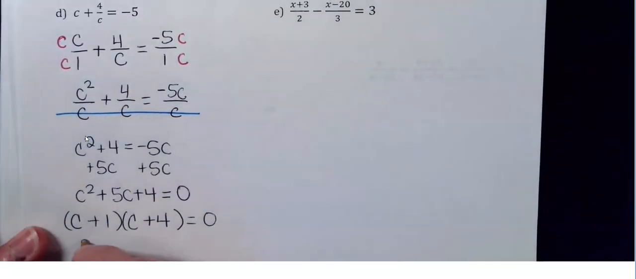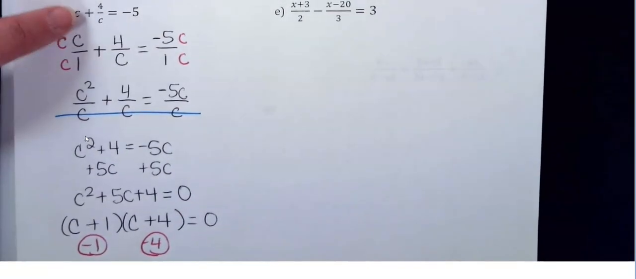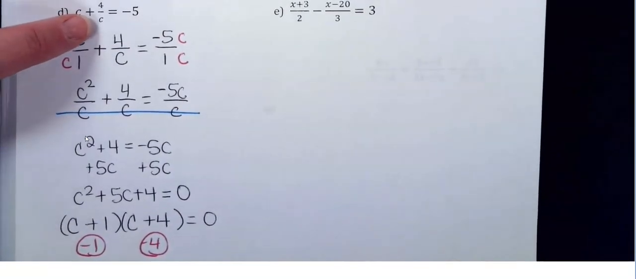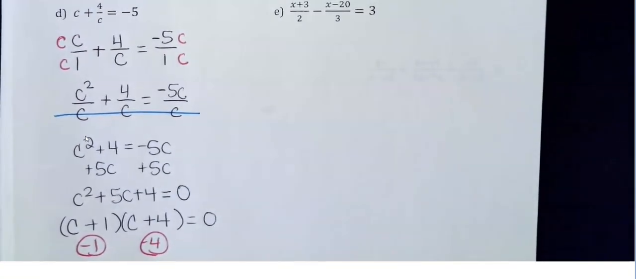-1, -4. And then just real quick, just check. The only problem number we would have here would be if C was 0. That's the only thing that would make a denominator 0. So both of those answers will be solutions for that equation. Okay, does anybody have a question?